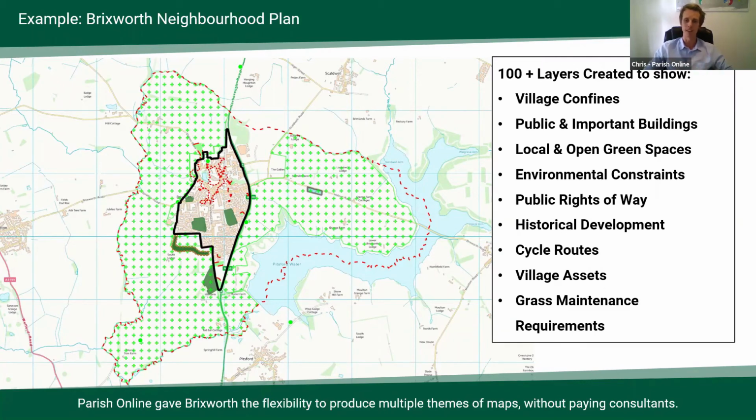So Brixworth were great. They took screenshots of the maps and put it into their neighbourhood plan document, and it backs up each paragraph. So they said, this is what we want to do here, and here's a map to show why. And that was a really powerful way of doing it.